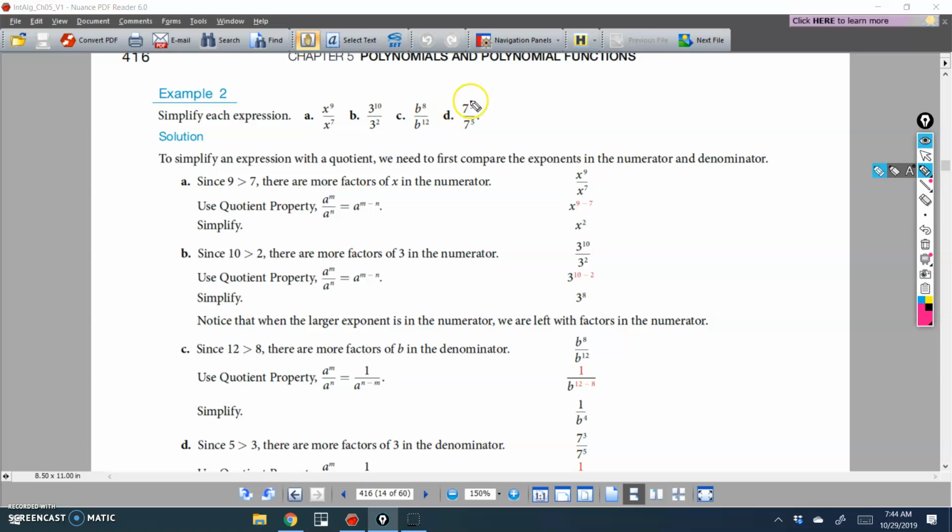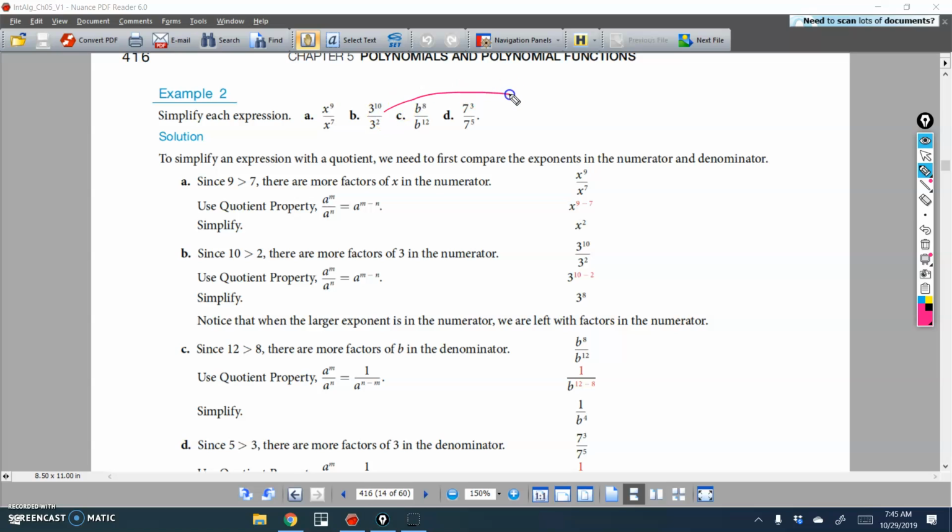Let's go into D. 7 cubed over 7 to the 5th, so it'd be 7 to the numerator minus denominator. That would be 7 to the negative 2, and this is going to come into our next property. If we have a negative exponent, we take the reciprocal, so this would end up being 1 over 49. Again, subtract the denominator from the numerator.